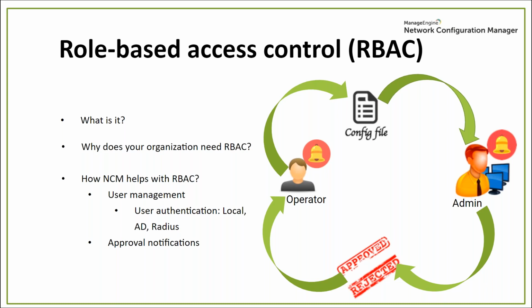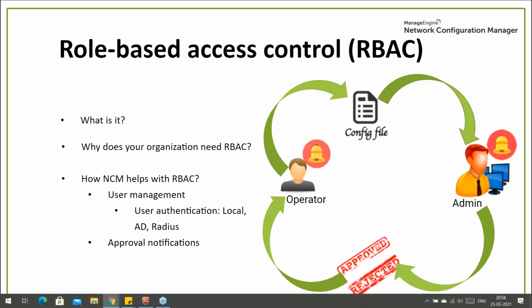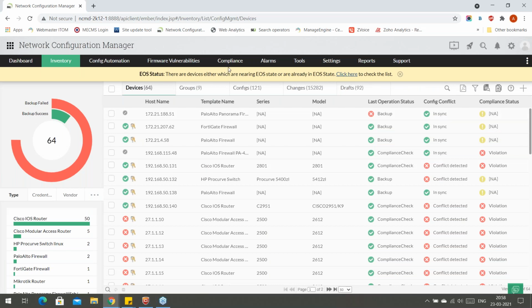So the operator would first request a change, sending a configuration file draft with NCM. The admin will receive a notification saying that this particular user has requested a configuration upload. You can go and look at the changes that user has made and choose to approve or reject that particular configuration draft. And the operator would again receive a notification saying that the admin has approved or rejected his configuration upload request.